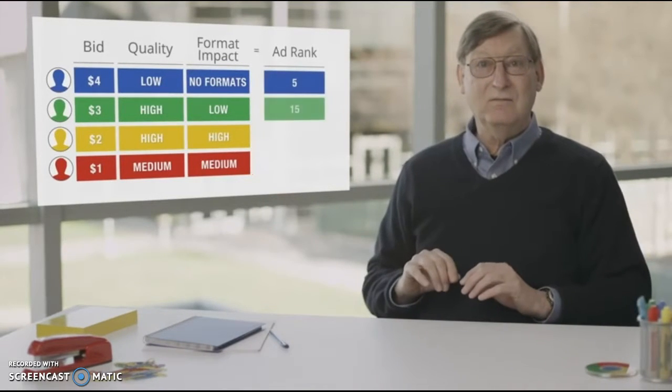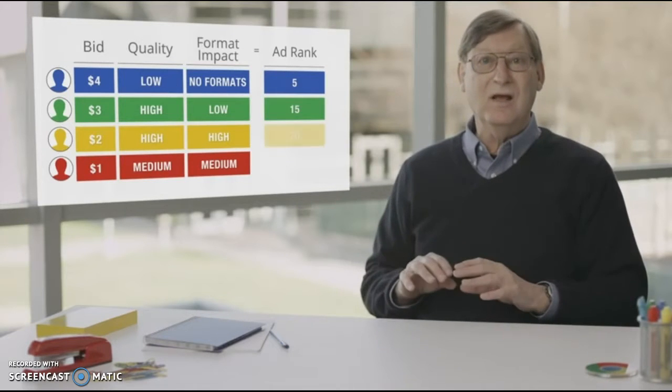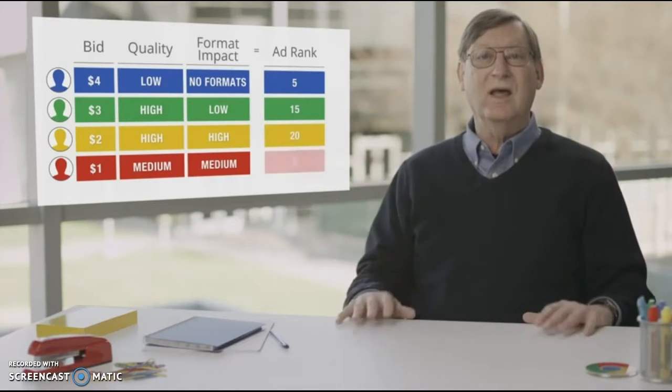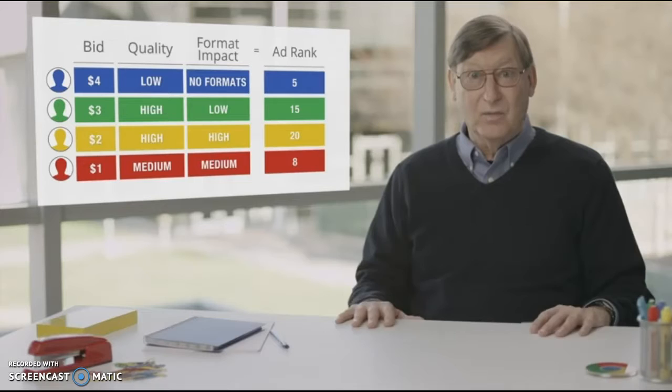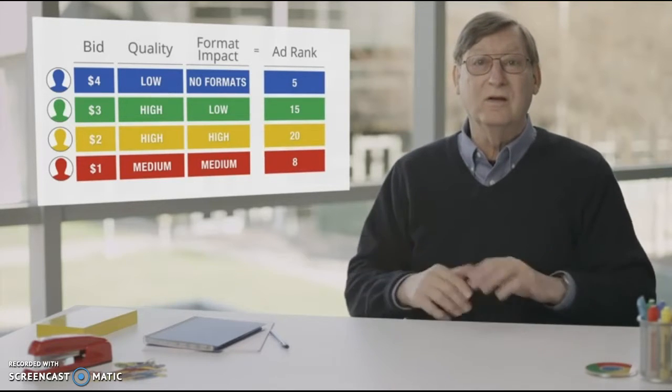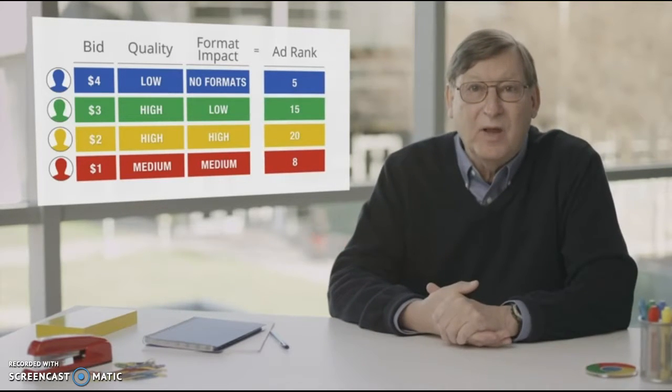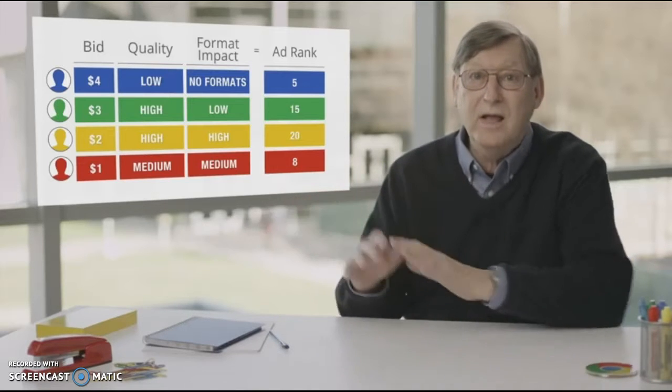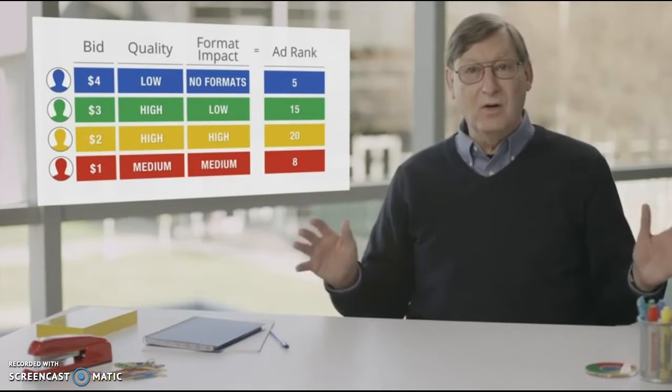Next ad has an ad rank of 15. Third has an ad rank of 20. And the last ad has an ad rank of 8. It's this ad rank score that determines ad position on the results page. And in addition, only ads with sufficiently high rank appear at all.